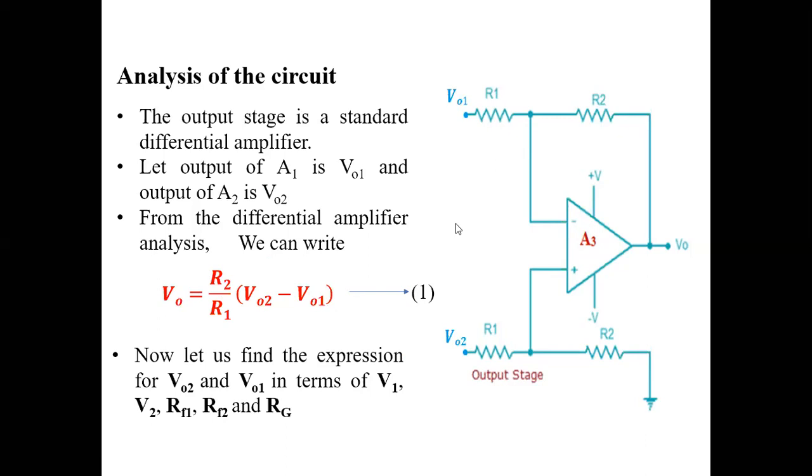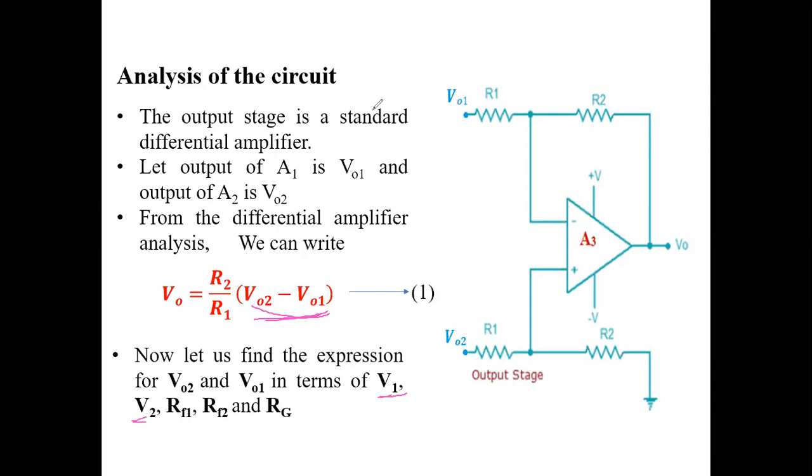Now what we have to do is find V02 minus V01 in terms of V1 and V2. V1 and V2 are the actual inputs, whereas V02 and V01, the outputs of the two non-inverting amplifiers, are the inputs for the difference amplifier. For the two non-inverting amplifiers we are giving the inputs V1 and V2, and therefore the output should be in terms of V1 and V2.